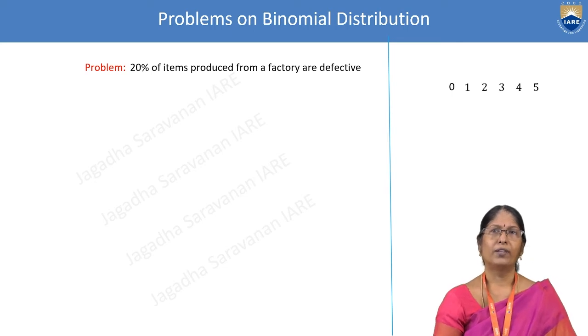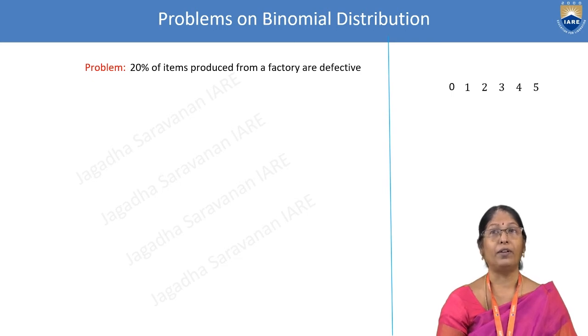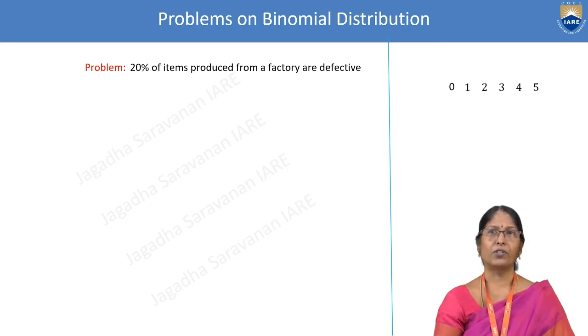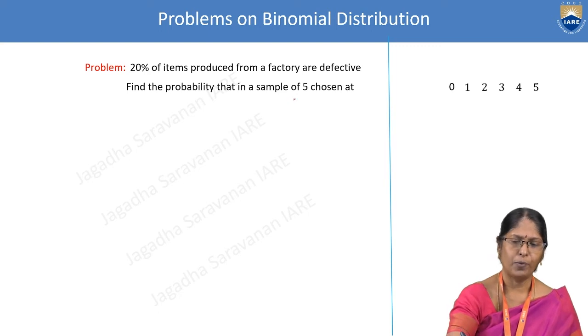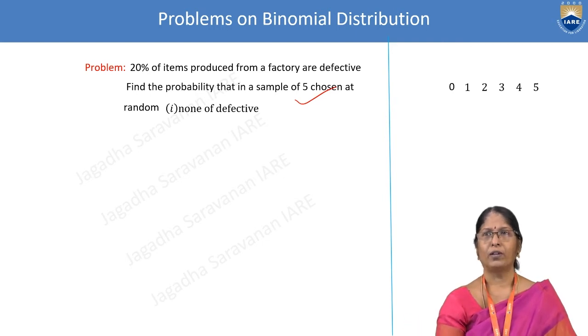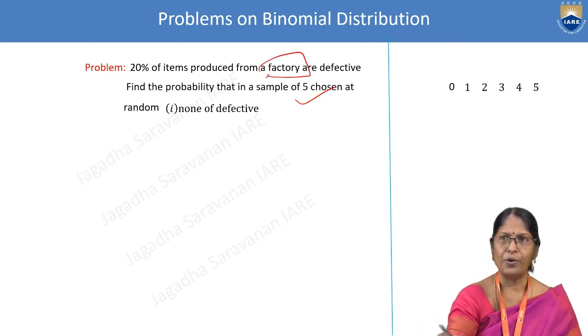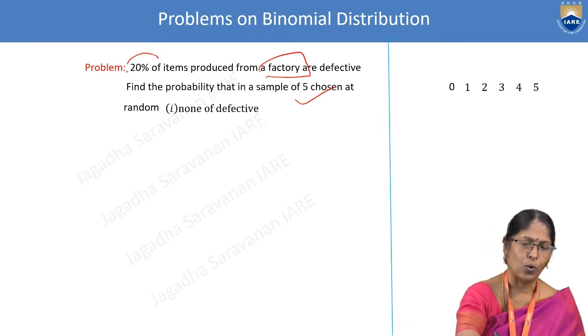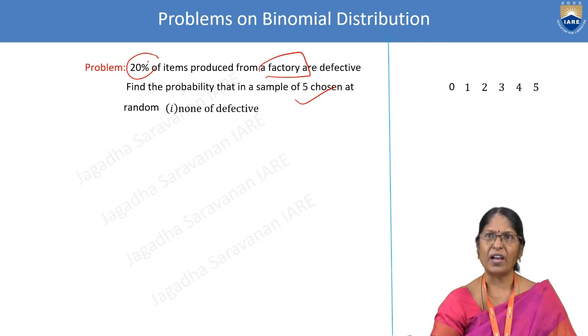One more problem: 20% of items produced from a factory are defective. That is the factory which is producing the products. Now find the probability that in a sample of 5 selected at random, none are defective. We are picking from that factory, which is producing the product. In the product, 20% is defective. That we have to accept.